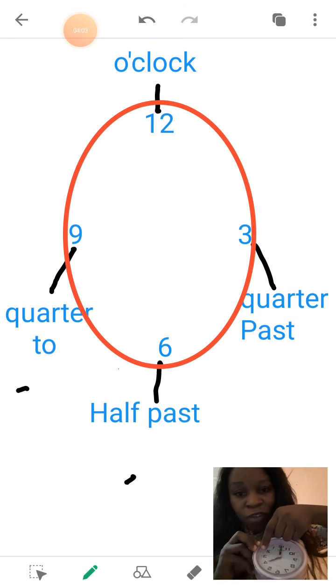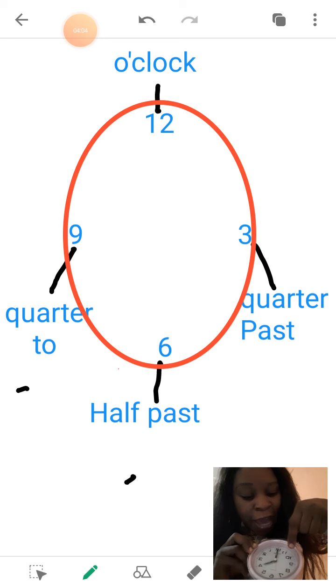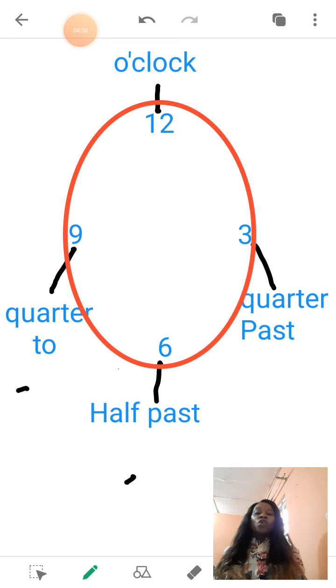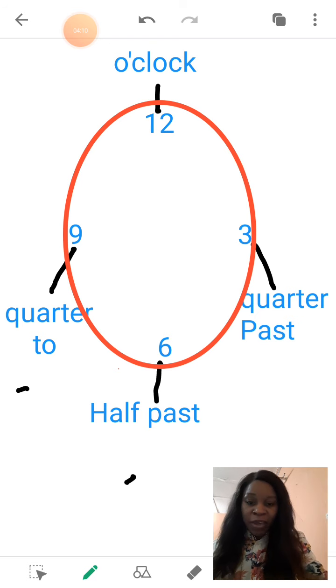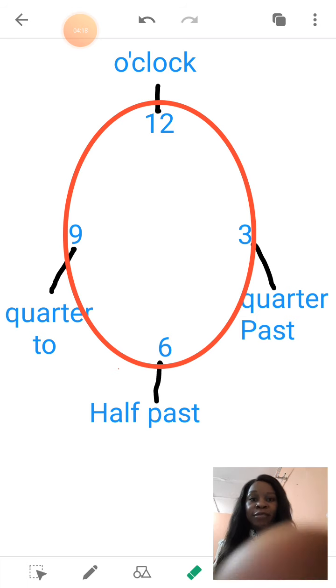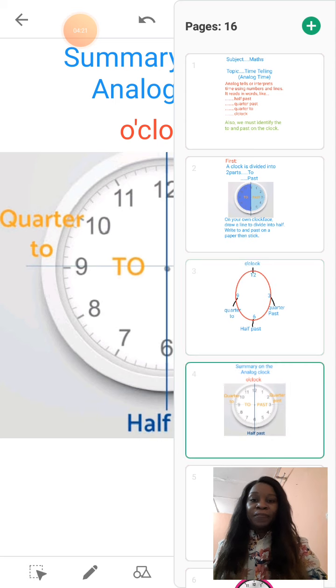So we have o'clock. We have 3 as quarter past. We have 9 as quarter to. And we have 6 as half past. Once you can identify these things, it will be very easy to tell what the time is. Let's move to example 1.